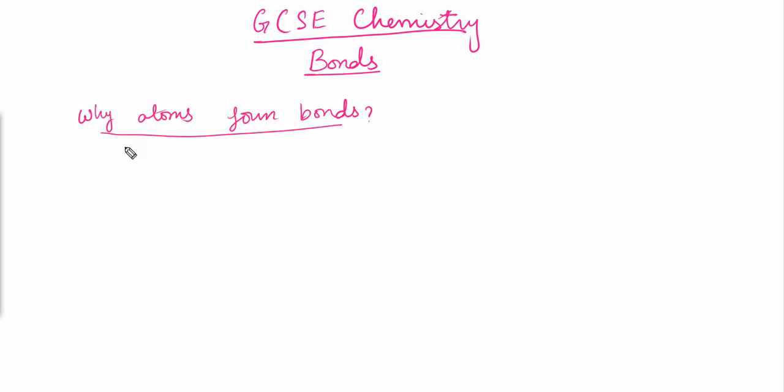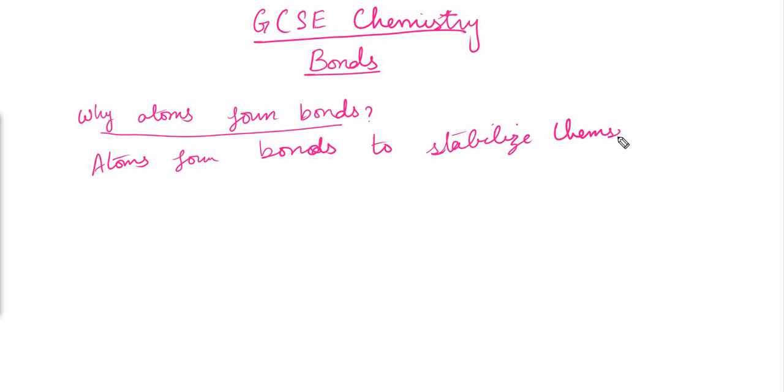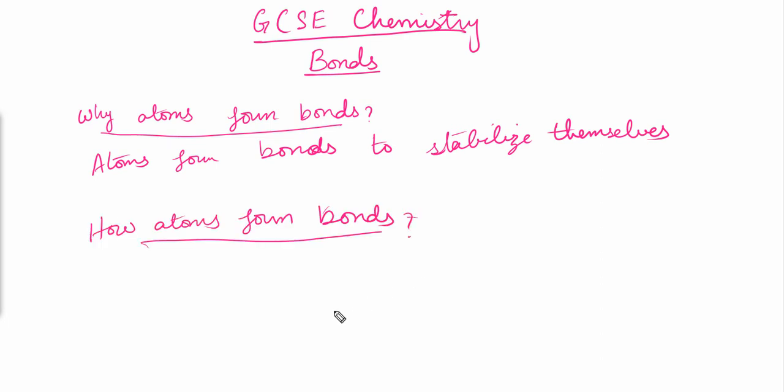Why do atoms form bonds? Atoms form bonds to stabilize themselves. That's the one-liner answer. To stabilize themselves. So this is the reason that atoms form bonds. And the next question should be, how do atoms form bonds? So let me just write down here how atoms form bonds.